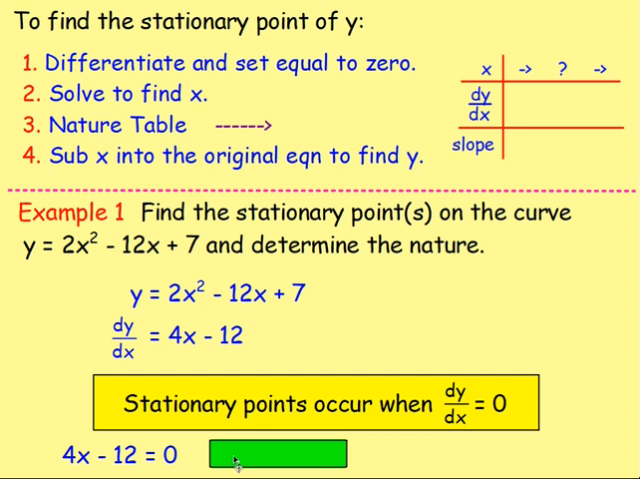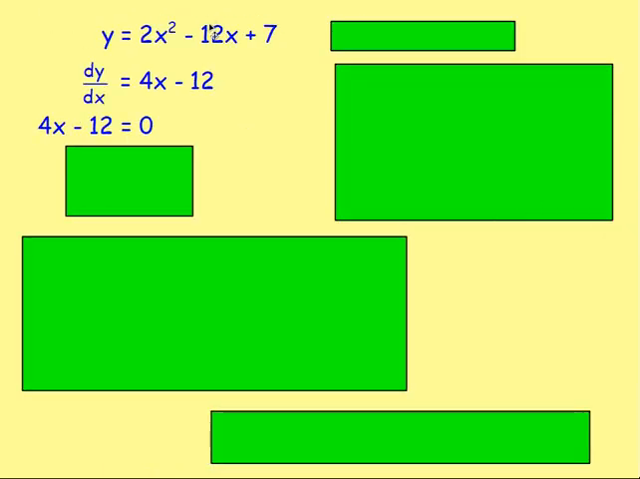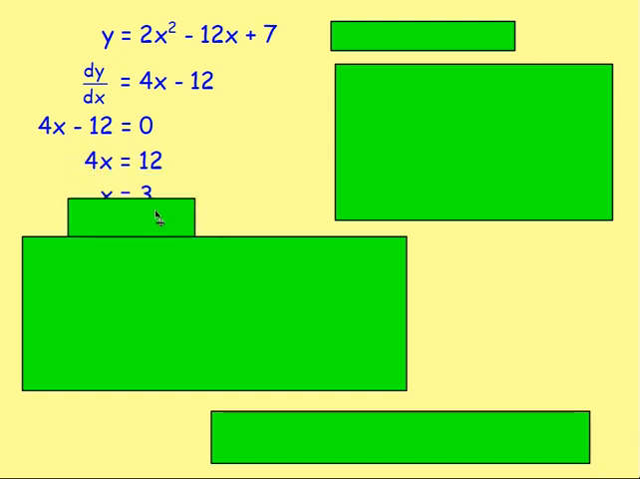So 4x minus 12 equals 0. And then, step 2, you can solve to find x. So that's just from the last page. We've got our function, we differentiate, we set it equal to 0. From there, add 12 to both sides, divide by 4, and x would be equal to 3. So that's us solved to find x.